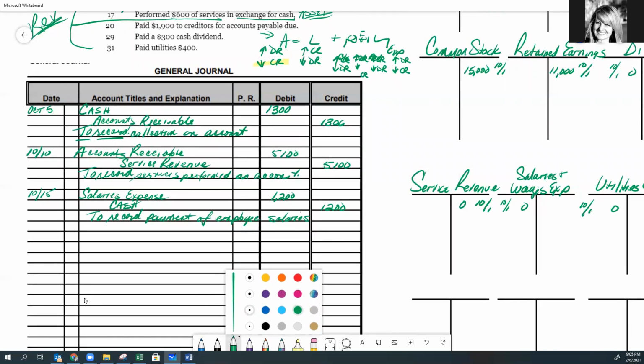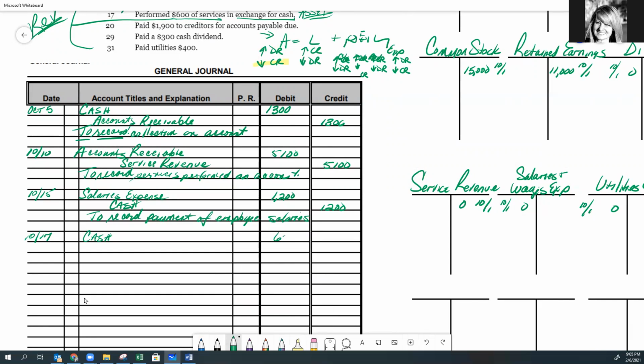So the first thing we're going to do, as we always do, is write our date. And we received cash. So cash is an asset, and we want it to increase. How do we make assets increase? We debit them according to our accounting equation. So let's debit cash and make it increase.